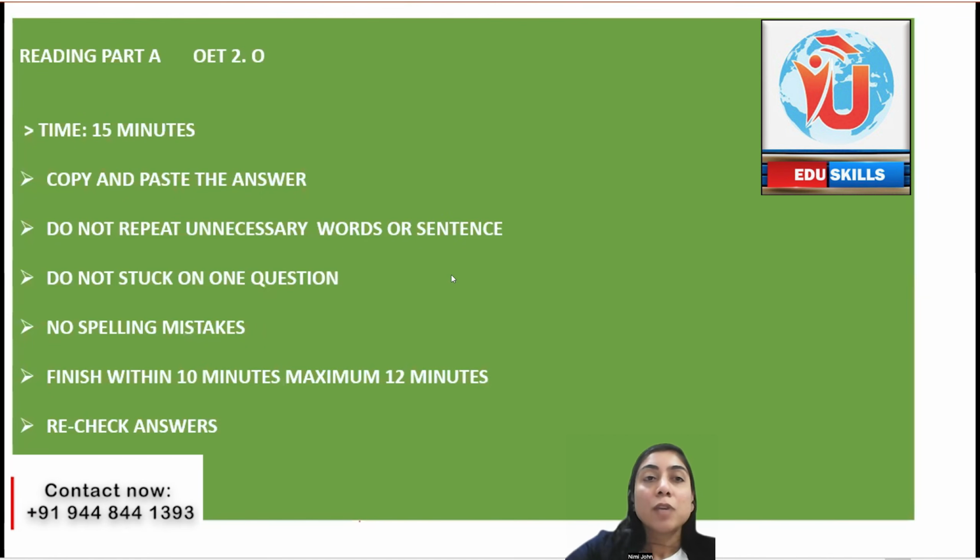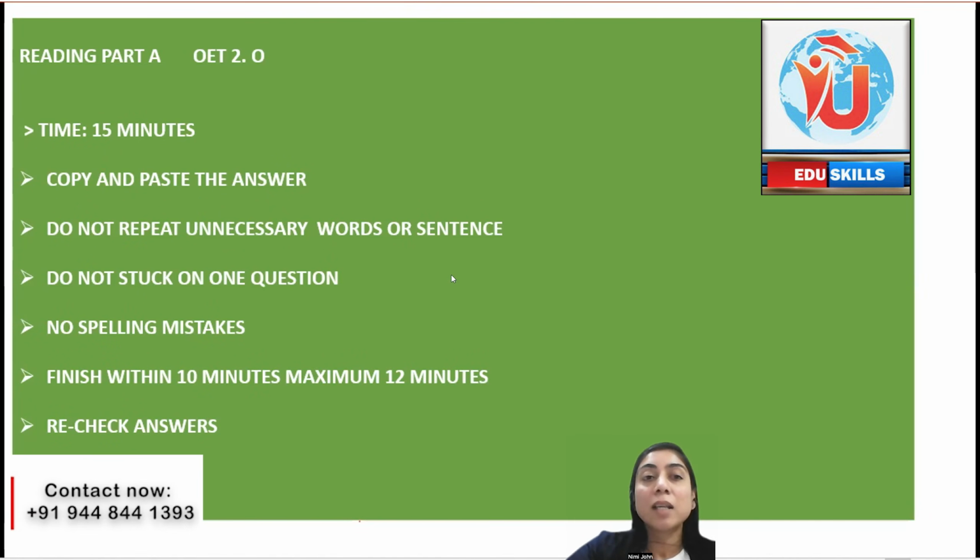Then reading part A. The time is 15 minutes. In reading part A, copy and paste the exact answer given in the text, and do not repeat unnecessary words or sentences. Do not get stuck on one question. If you didn't get one answer, skip that one and move forward. At the end, you can come back. So you can save time.